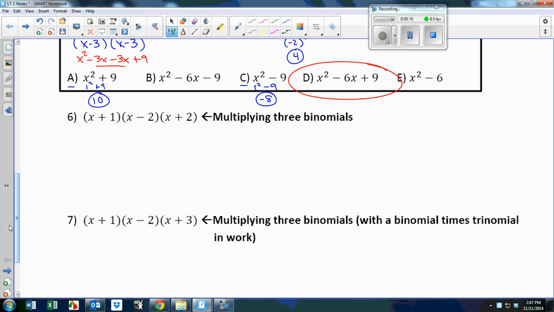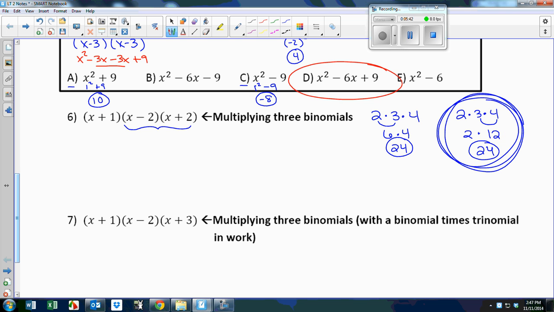I noticed that in number 6, the last two binomials are actually conjugates, x minus 2 and x plus 2. So my preference here would be to multiply those first. If you're multiplying three things, 2 times 3 times 4, you can multiply 2 times 3 and get 6, and then multiply that by 4 and get 24. Or you could do 3 times 4, and then multiply it by 2 and get 24 that way.